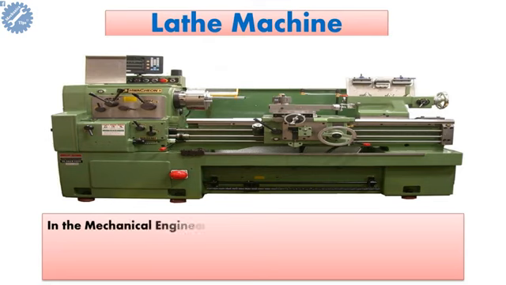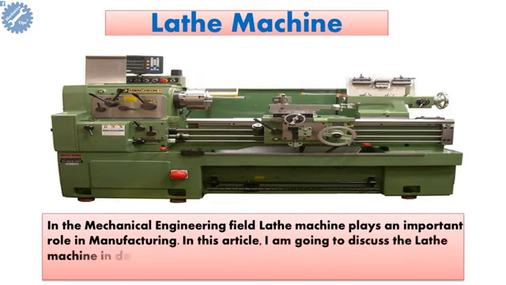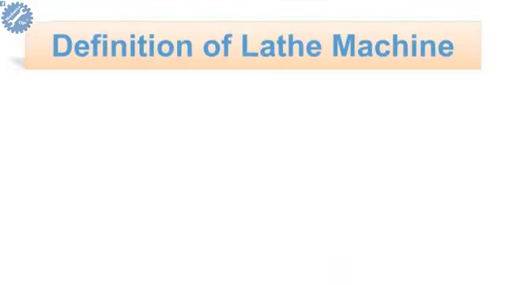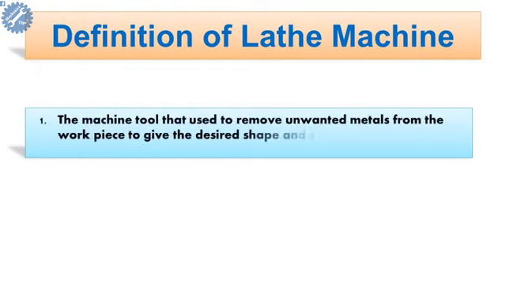In the mechanical engineering field, the lathe machine plays an important role in manufacturing. In this article, I am going to discuss the lathe machine in detail. Definition of lathe machine: the machine tool that is used to remove unwanted metal from the workpiece to give the desired shape and size is called a lathe machine.